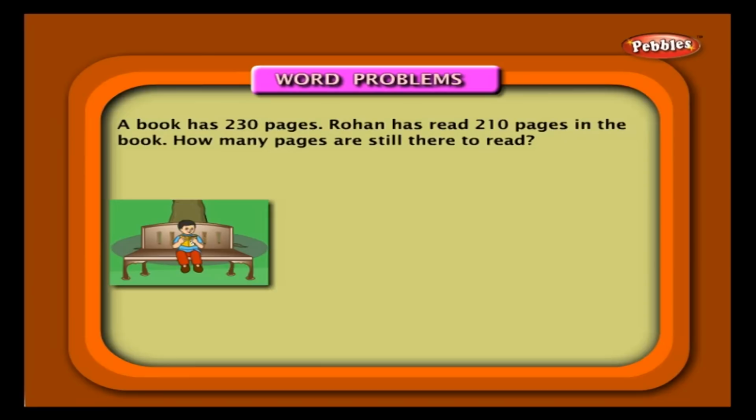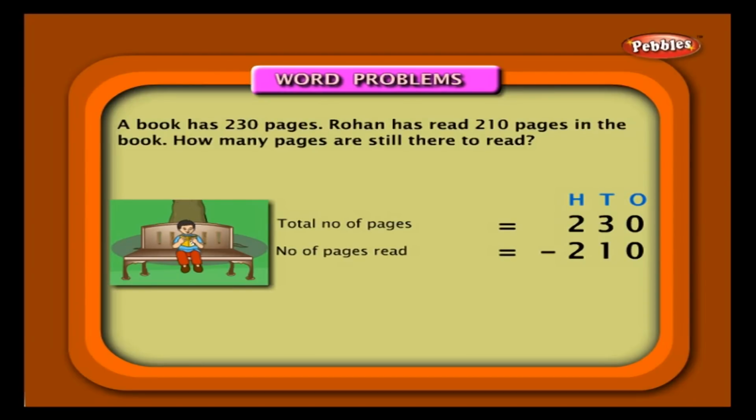Example 2. A book has 230 pages. Rohan has read 210 pages in the book. How many pages are still there to be read? Total number of pages: 230. Number of pages read: 210. To find out the number of pages still to be read, we should subtract 210 from 230.